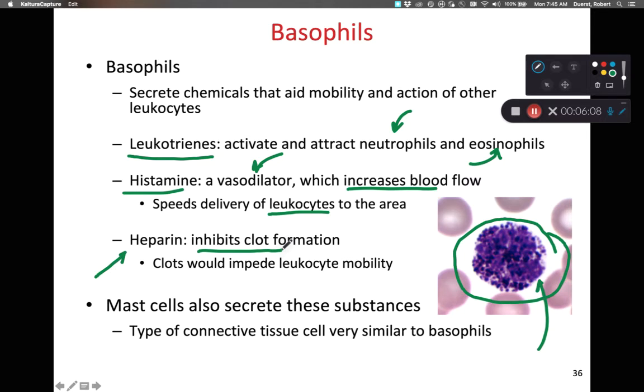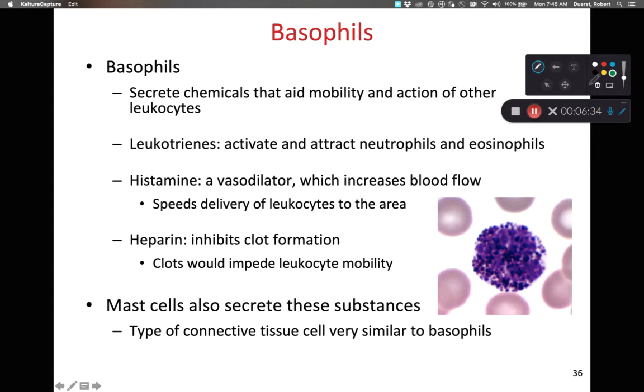Our basophils are intricately linked to mast cells. You can think of a mast cell as an activated basophil or a subcell category underneath basophil. And mast cells also secrete these substances. Mast cells are going to be primarily located within connective tissues as a connective tissue cell type, and they are very similar to basophils.